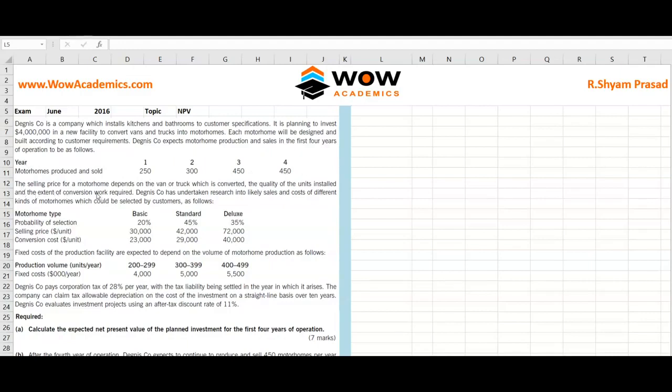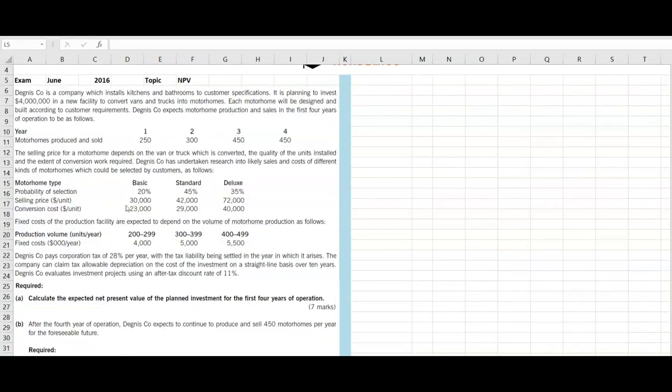The selling price for a motorhome depends on the van or truck which is converted, the quality of the units installed, and the extent of conversion work required. Degnesco has undertaken research into the likely sales and costs of different kinds of motorhomes, which could be selected by customers. So they are not sure which product will be selected by the customer. There are three types of models that the company has: basic, standard, and deluxe. This is what the probability of sales will be: 20%, 45%, and 35%. And the selling price per unit is given here.